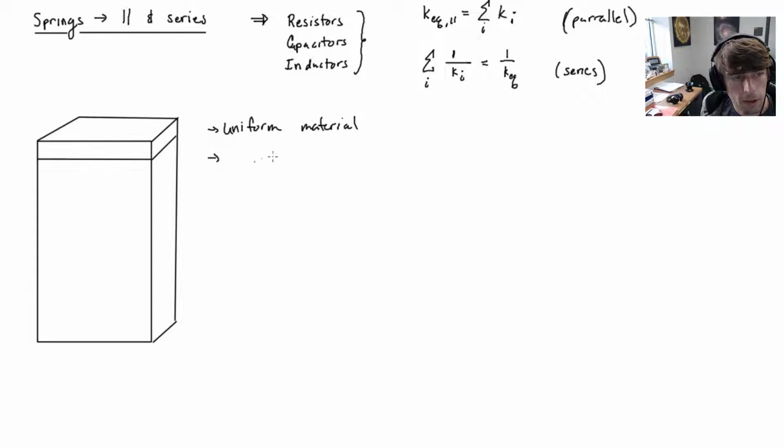And what I am after is, how can we get an idea about the effective spring constant of this block? So I want K effective of the block. Or in other words, if I wanted to model this as a spring, what should I model it as? What's the spring constant of that?